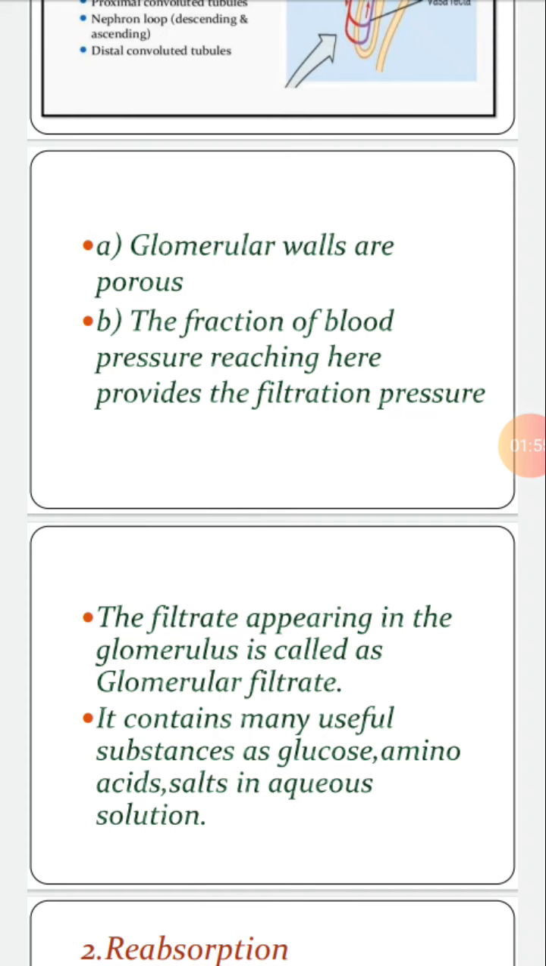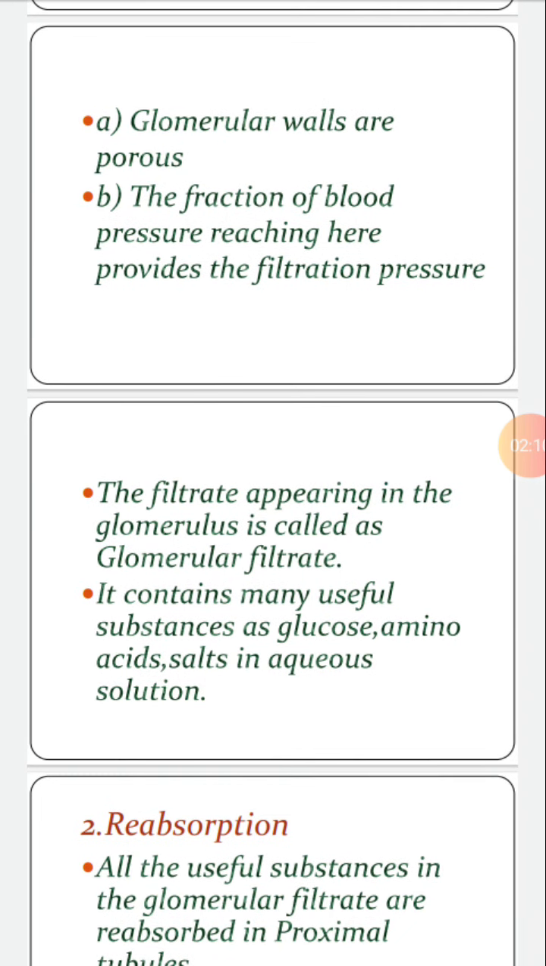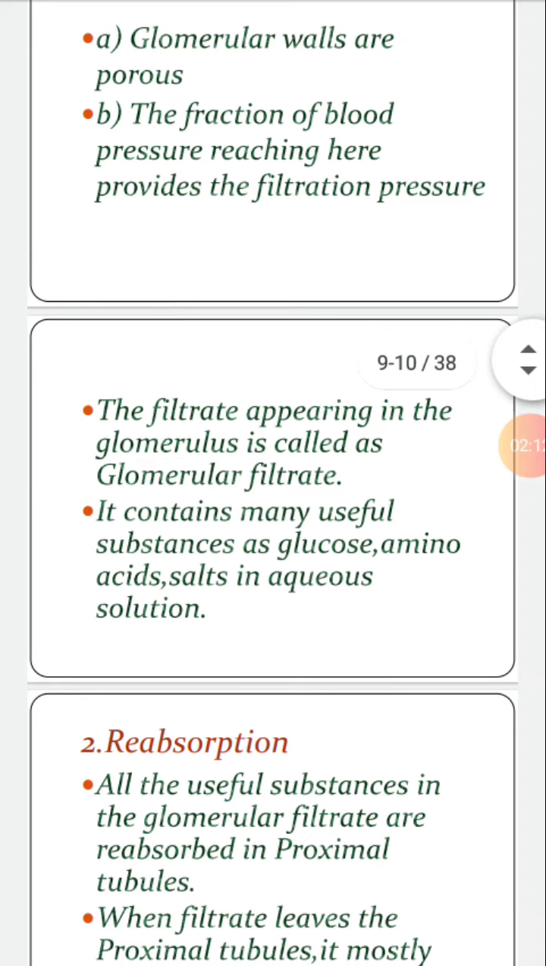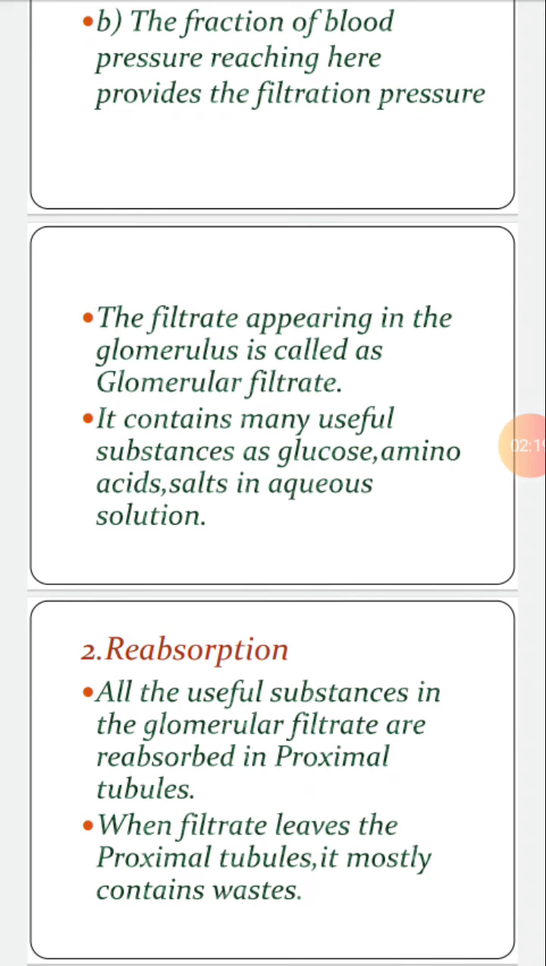It contains many useful substances, like glucose, amino acids, salts in aqueous solution. Second function is reabsorption of useful materials. All the useful substances in the glomerular filtrate are reabsorbed in the first part, that is proximal tubules. When the filtrate leaves the proximal tubules, it mostly contains nitrogenous wastes.